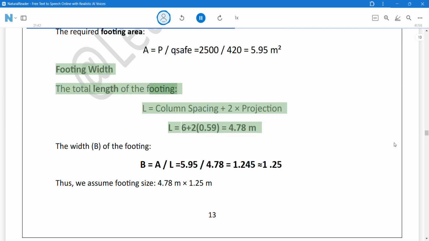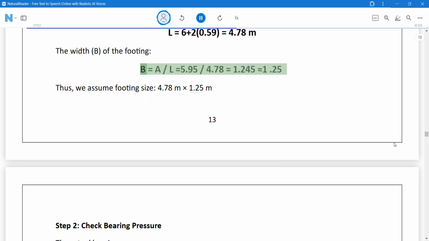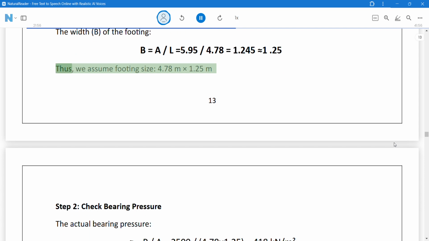Footing length: the total length of the footing, L equals column spacing plus 2 times projection. L equals 3.6 plus 2 times 0.59 equals 4.78 m. The width of the footing, B equals A divided by L equals 5.95 divided by 4.78 equals 1.245, say 1.25 m. Thus, we assume footing size 4.78 m times 1.25 m.